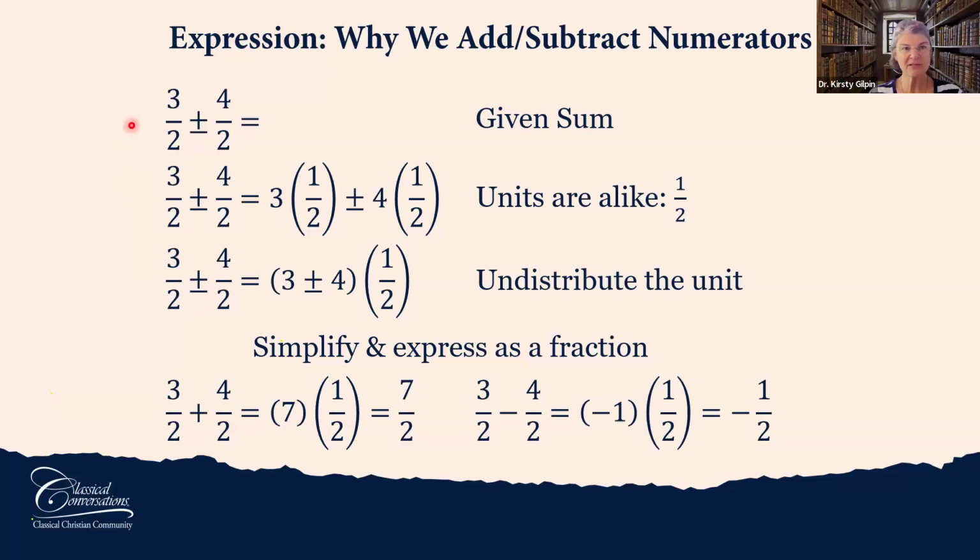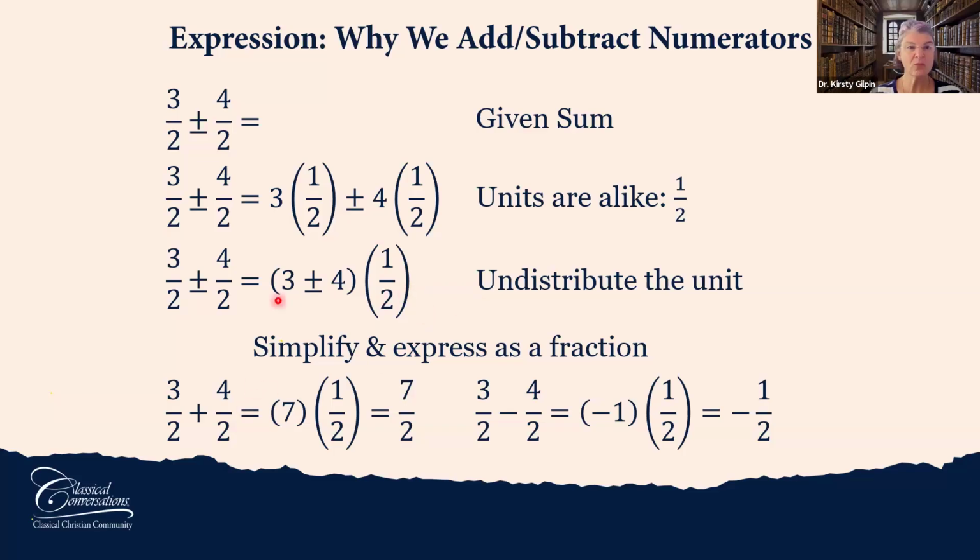So if I have 3 halves and 4 halves, if I write that with my units, I have 3 and my unit is 1/2, 4 and my unit is 1/2. My units are alike, so I can keep going. What I'm going to do next is undistribute the unit. So if this was 3 halves minus 4 halves, this would become (3 minus 4) times 1/2. If it's 3 halves plus 4 halves, this becomes (3 plus 4) times 1/2. All I did was undistribute that unit.